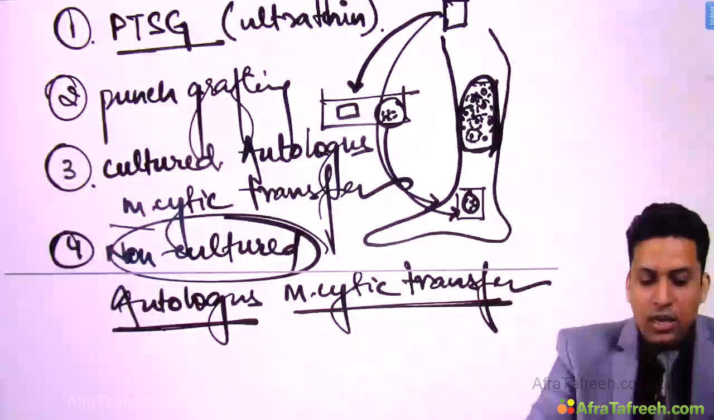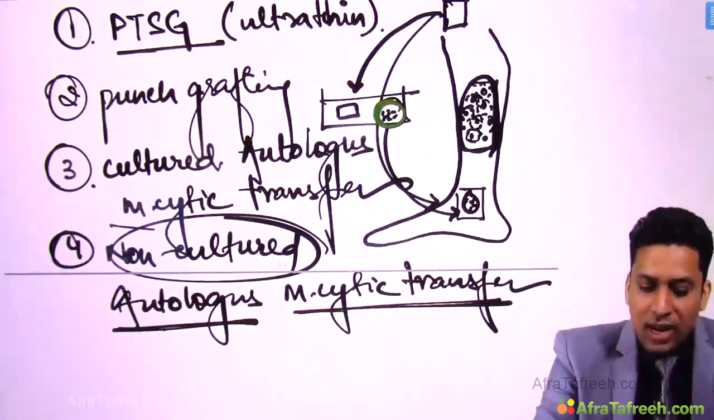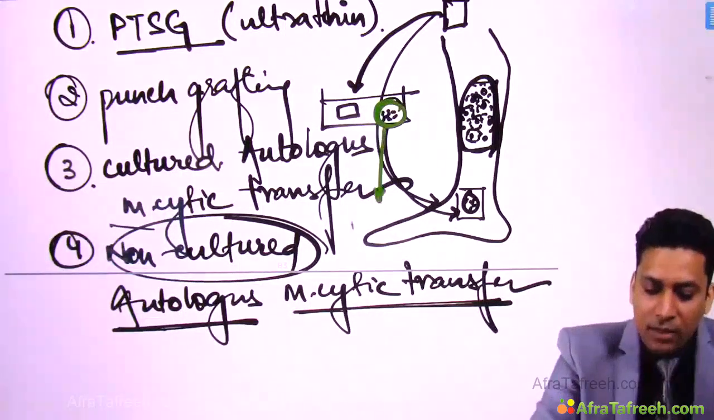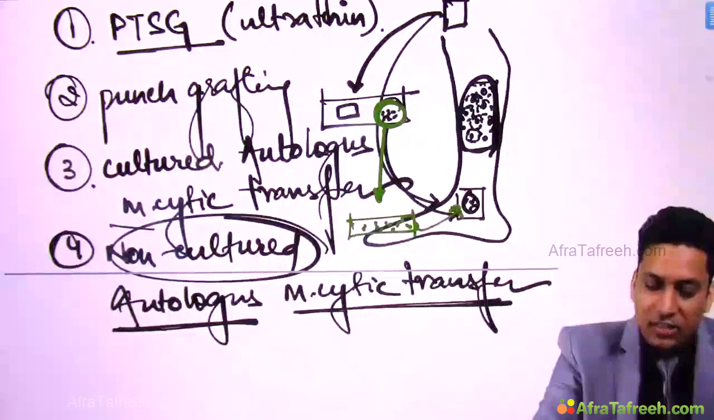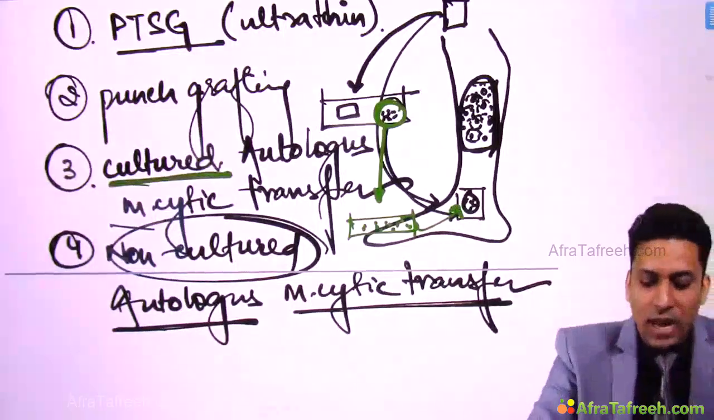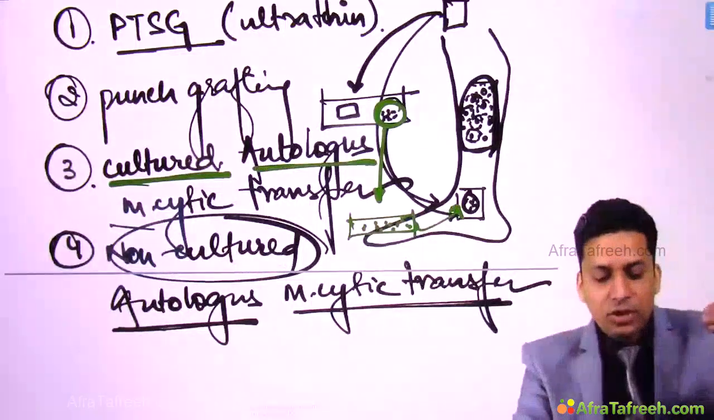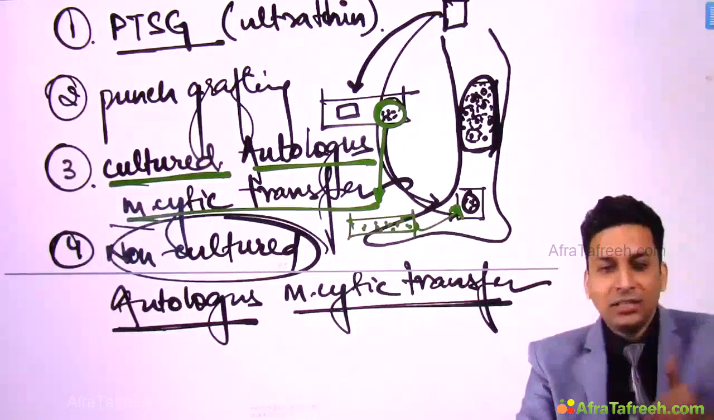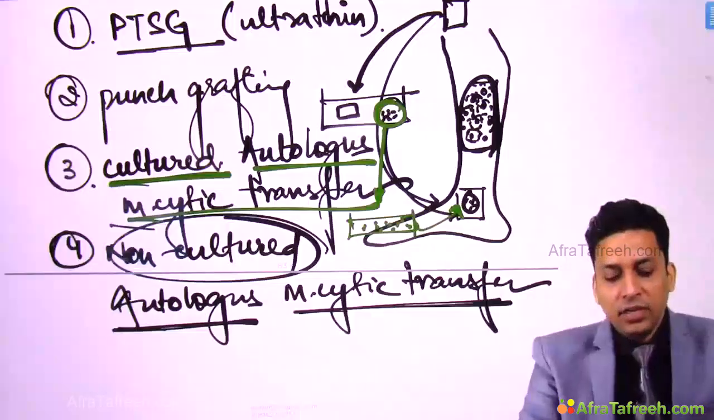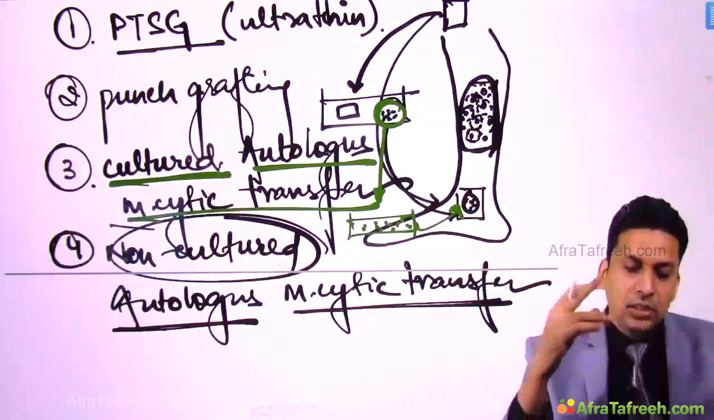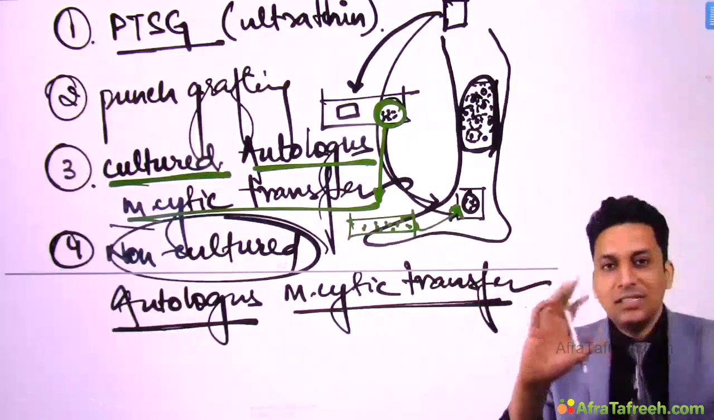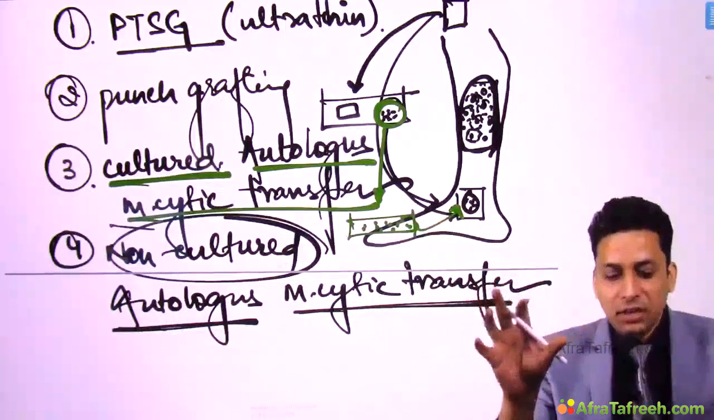But if you take these separated melanocytes and keep them in a melanocytic culture media so that you can get more melanocytes and then transfer them, then it becomes cultured. Because the graft was from the same patient, it is autologous, and you have done a melanocytic transfer, not the whole graft. That's why this is melanocytic transfer. So these are other modalities which can be used, that is cultured and non-cultured autologous melanocytic transfer.